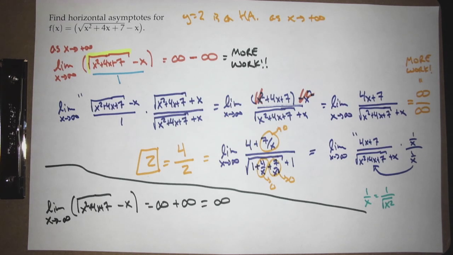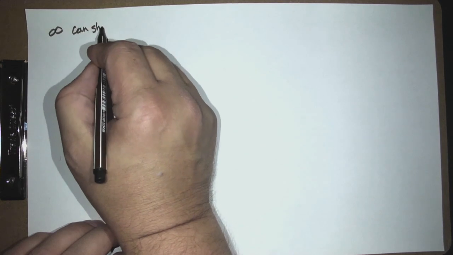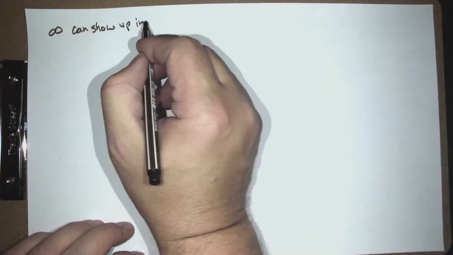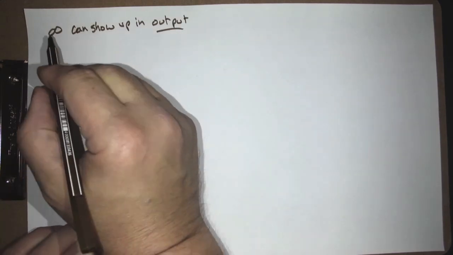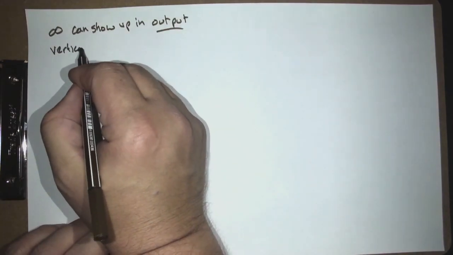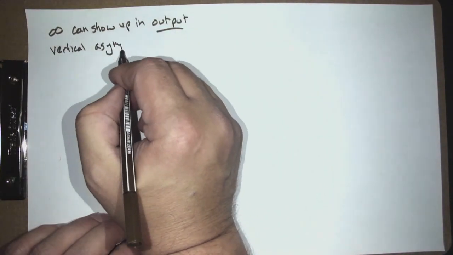Now, we talked about horizontal asymptotes, but we should talk about the other type of asymptote as well. The other type of asymptote is that infinity can show up in our output. We talked about how infinity could be in your input, but infinity could be in your output as well. These are called vertical asymptotes, and they're ones that you're somewhat familiar with.